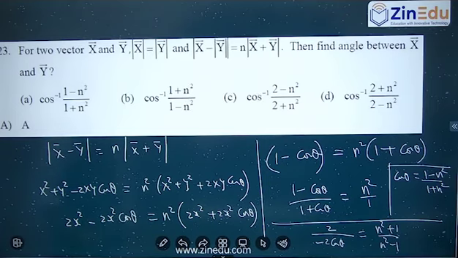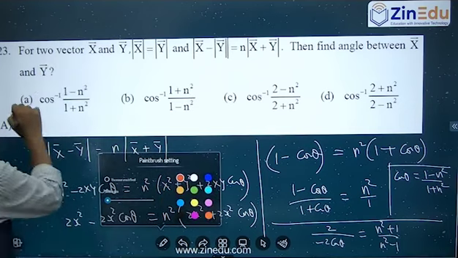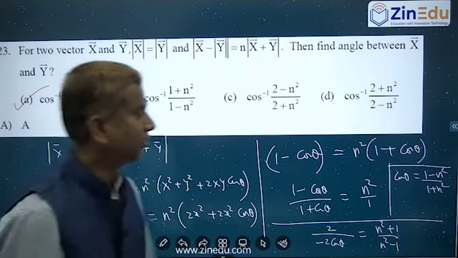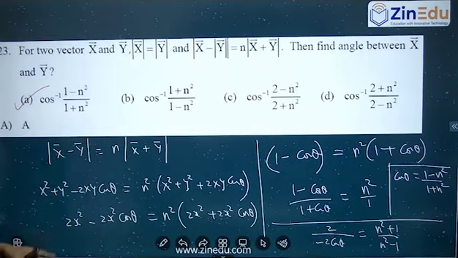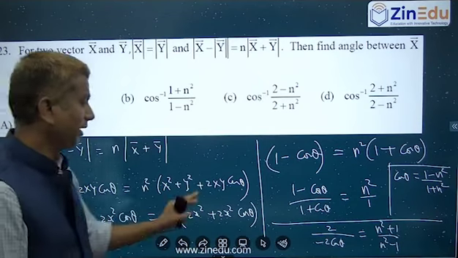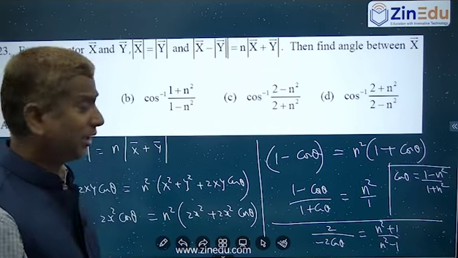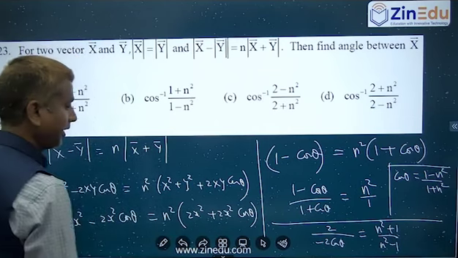So finally, your theta is cos inverse of (1 minus n square) by (1 plus n square), which will be the final answer. Right. So theta is equal to cos inverse of (1 minus n square) by (1 plus n square). That is question number 23. All right, so simple calculations. You need to get the value for theta. Next.